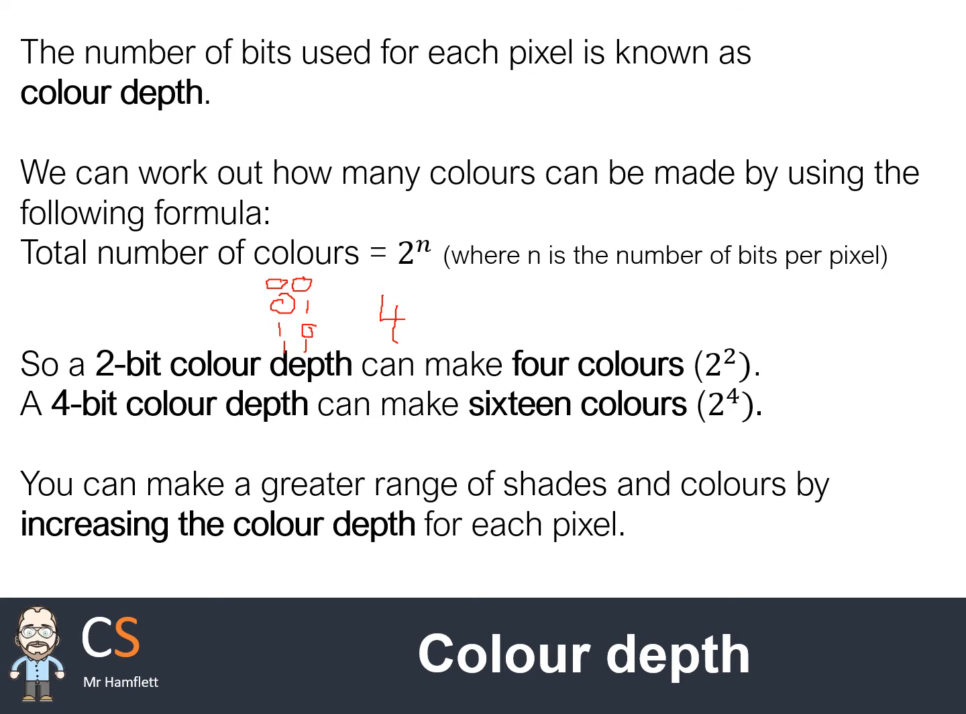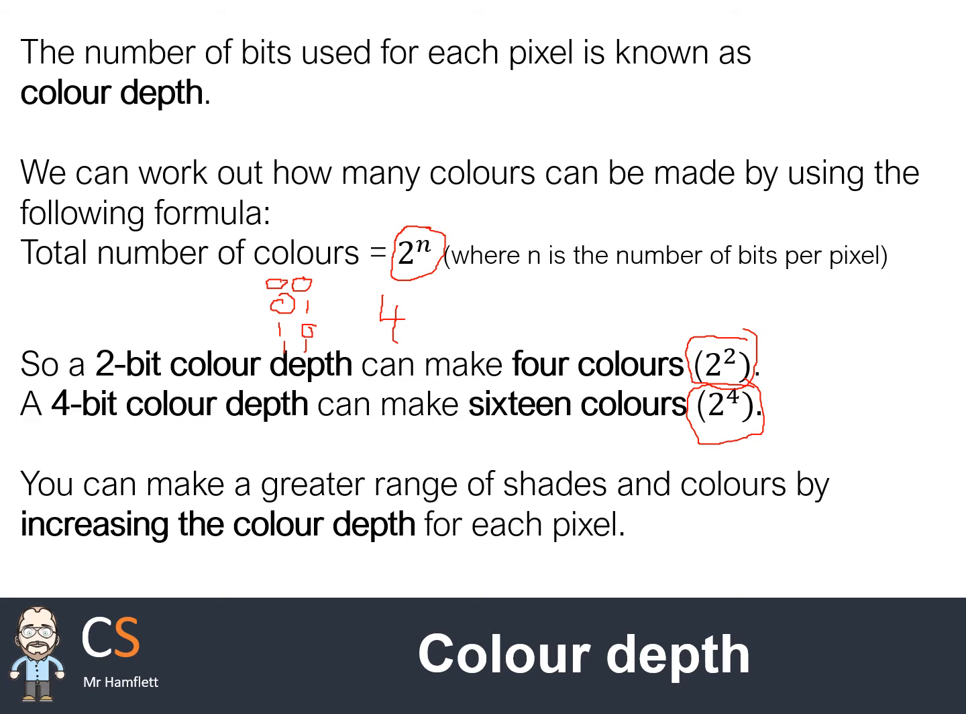If I had 4 bits, then I would get 16 different colors, and there's a little formula you can work out, which is 2 to the power of 2 for 2 bits, or 2 to the power of 4 for 4 bits. If I had 16-bit color depth, it'll be 2 to the power of 16, and this general form, 2 to the power of n, will work out the number of colors available for each color depth, for any number of bits you can think of.